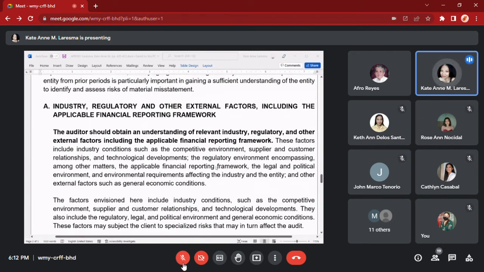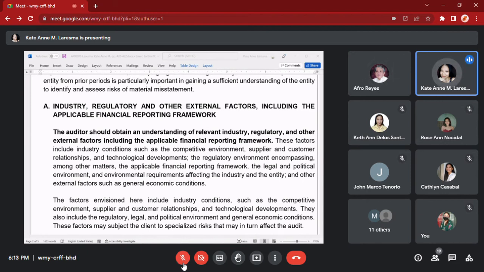A, industry, regulatory, and other external factors including the applicable financial reporting framework. The auditor should obtain an understanding of the industry, regulatory and other external factors including the applicable financial reporting framework. So, nakabold po ito kasi vital po ang sinasabi dito. Bago makilala ni auditor si entity ng lubos-lubusan, kailangan maintindihan din niya ang industriyang kinabibilangan po nito, mga regulasyon na sinusunod at iba pang mga external factors.